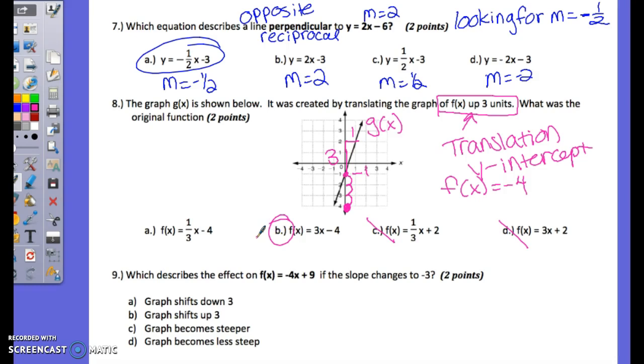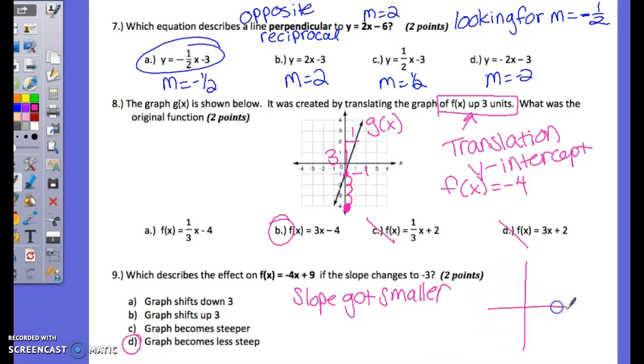Which describes the effect on f of x if the slope changes to -3. So if I had a slope of 4, well, we know that it's not a reflection, but the slope went from 4 to 3, so the slope got smaller, which means that it became less steep. You could graph these two.